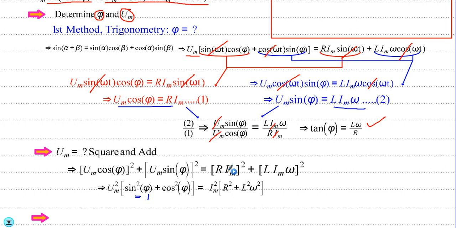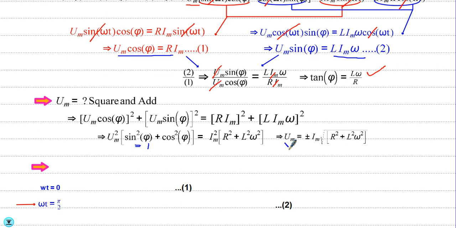Im squared, take it as common factor, is equal to R squared plus L squared omega squared. And then equating both sides, Im is equal to Um plus or minus square root of R squared plus L squared omega squared. Of course, SI units: this is in volts, that's in amperes, that's in ohms, that's in henries, and that's in radians per second. Then the second method.